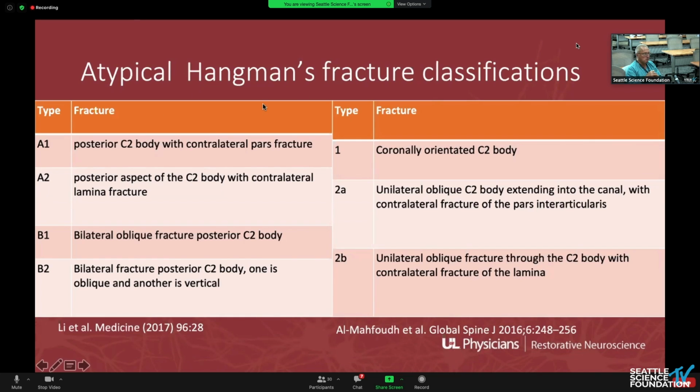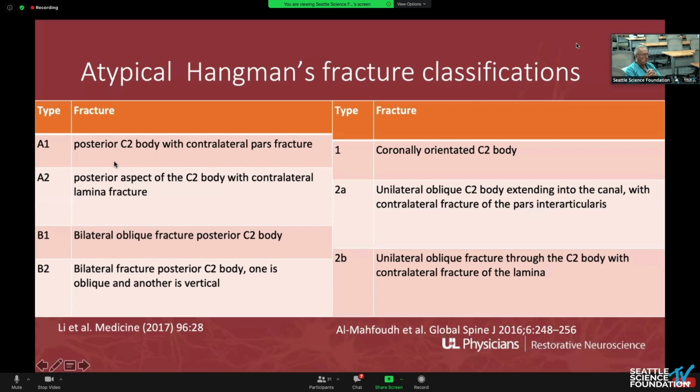This slide illustrates the classification of the atypical hangman. So the atypical hangmans are basically a fracture involving the body of C2. There are 2 classifications that have been proposed. One is by Al Mahfoud in Global Spine Journal in 2016, and the other is by Lee et al. in Medicine in 2017. In both cases, the C2 body is fractured, usually in the posterior aspects of the body.